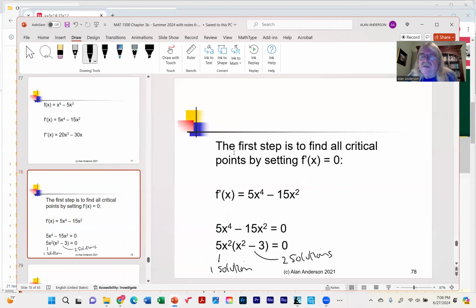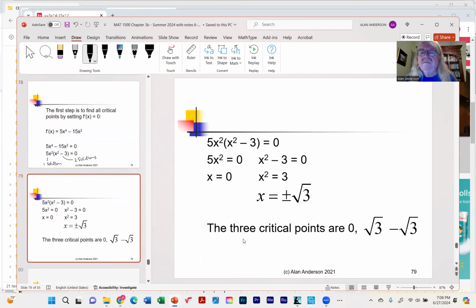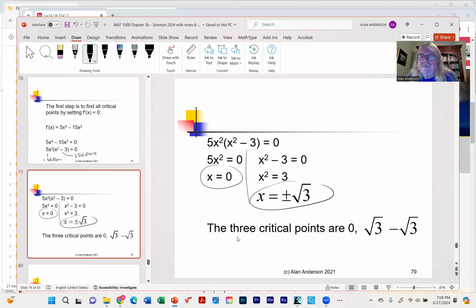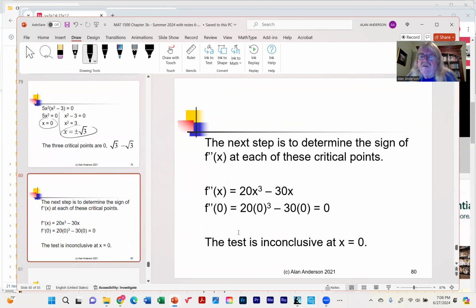Now we can do this algebraically. Imagine we don't have Symbolab in front of us. What we did was first factor out 5x squared, and then we have that multiplied by x squared minus 3. And that means that each of these individually is equal to 0. This one we can solve by adding 3 to both sides, and we end up with, as we predicted, plus or minus radical 3. So the critical points are 0, radical 3, and negative radical 3. 3 of them, as we saw before.